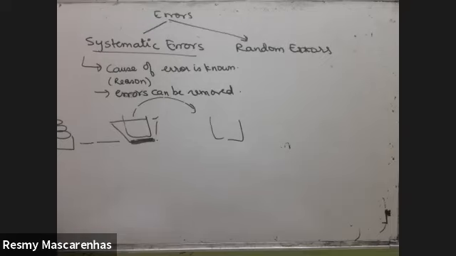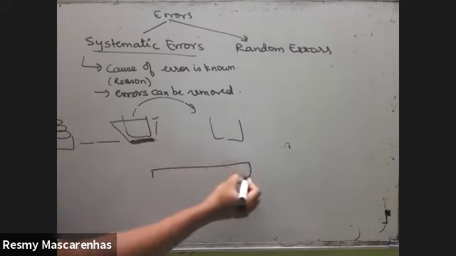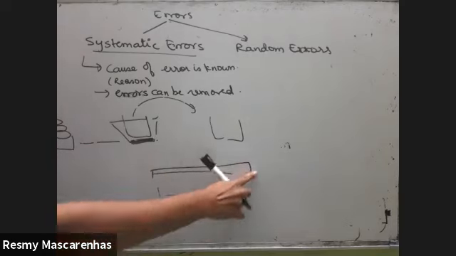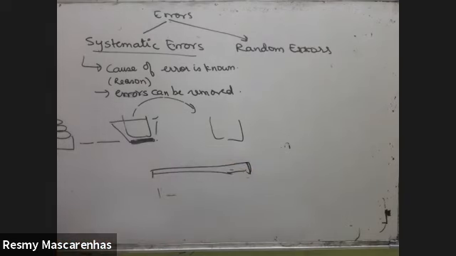Suppose you know that when you were measuring your ribbon, your scale was faulty. The ruler which you were measuring with was faulty. So definitely you will not use that ruler again if it was faulty. Okay. So the moment you know the cause of error, you can always remove it to avoid any mistakes.